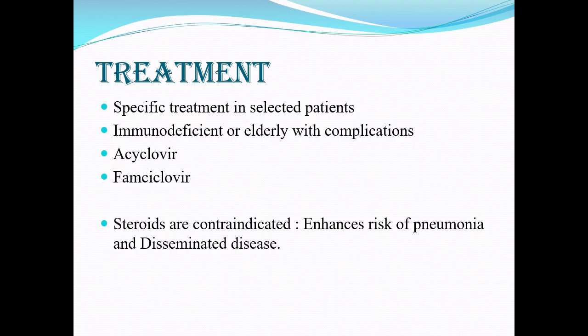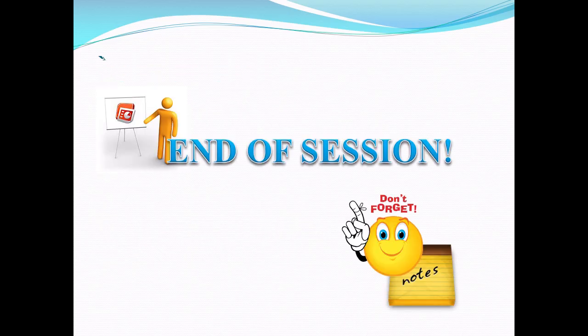Treatment wise, you don't need to treat everybody. It's a self-limiting disease, but in a specific set of patients like immunodeficient or elderly patients with complications, acyclovir or famciclovir can be used for treatment. And steroids are generally contraindicated because they increase the chances of the patient developing pneumonia or disseminated disease.